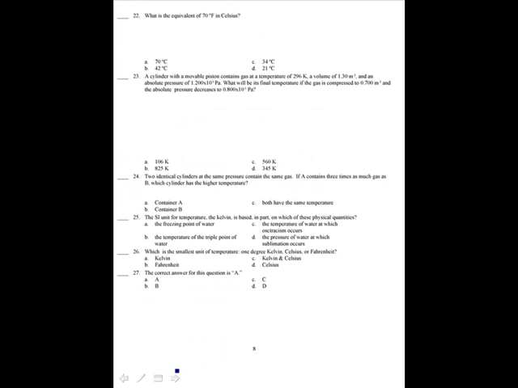What's the equivalent of 70 degrees Fahrenheit? Well, you can work through this, but you should also just know that room temperature is about 70 degrees Fahrenheit. It's about 20 degrees Celsius, so just knowing that, it's D.